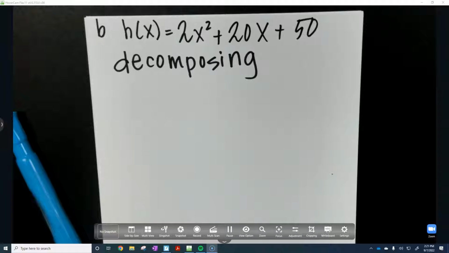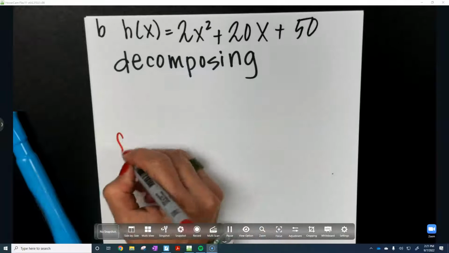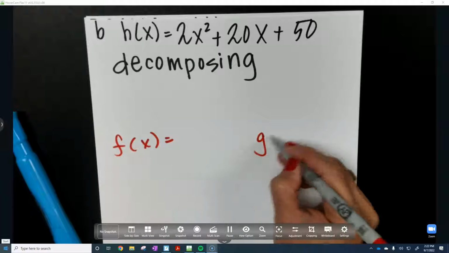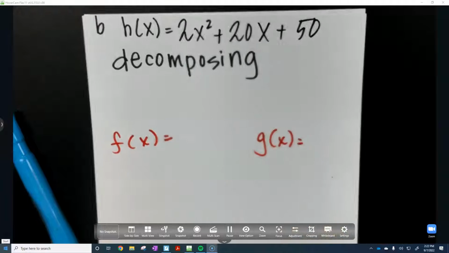So remember, for the sake of us always being on the same page, there are an infinite number of possibilities to come up with f of x and g of x. There's no one right answer. However, you and I, we're just going to keep it simple. So remember, f of x is always your instructions. g of x is always your input.